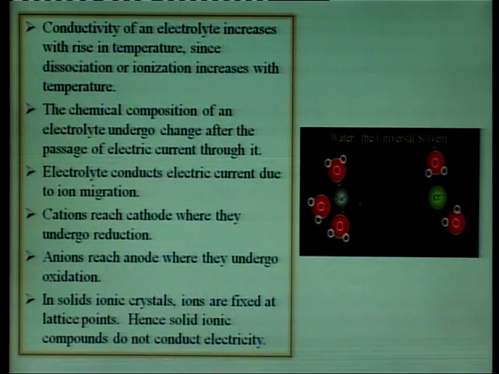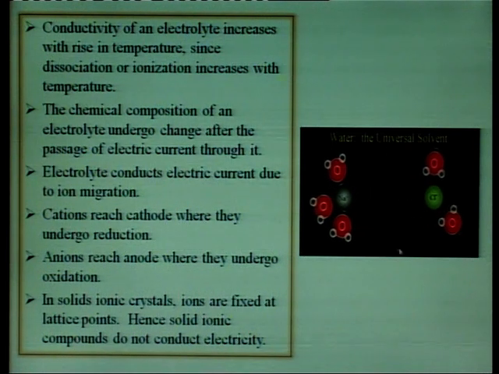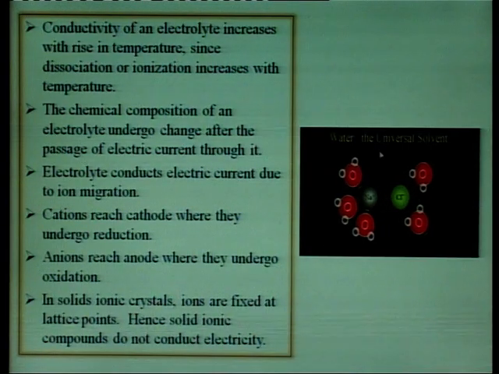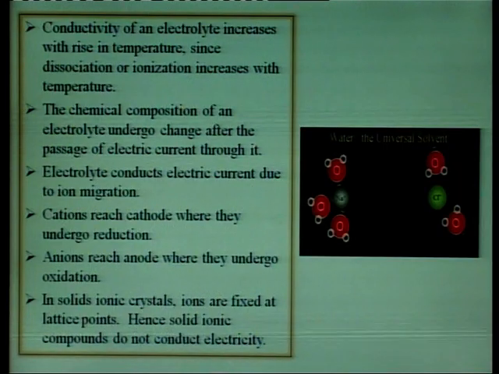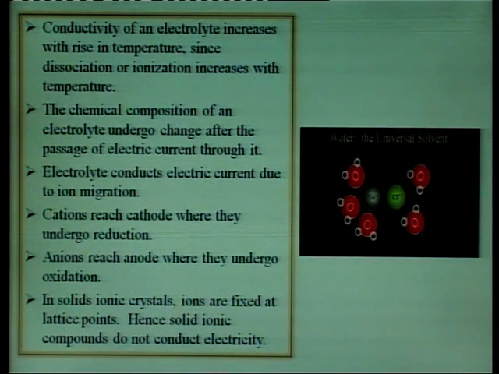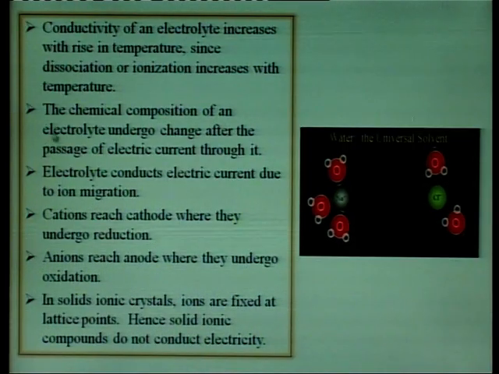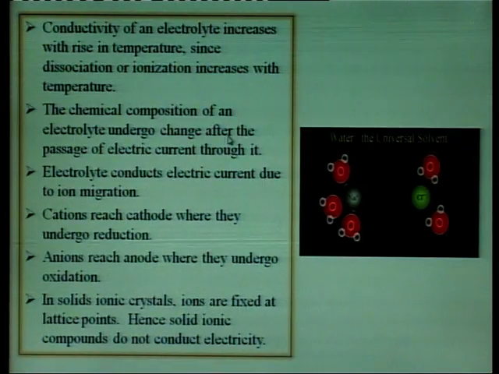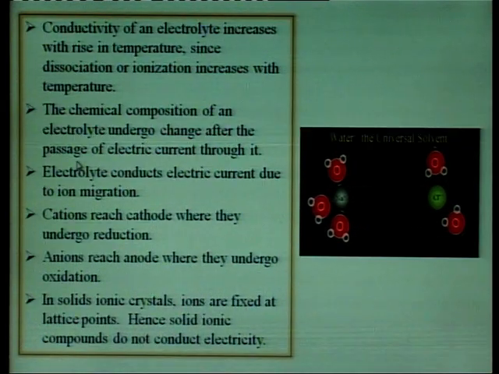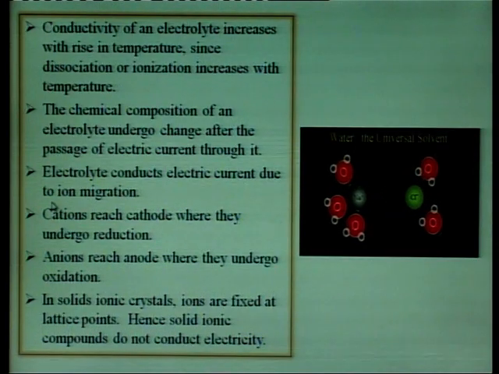The dissociation of an electrolyte in water increases with increase in temperature. Therefore, even in the molten state they dissociate and form free moving ions. Therefore, molten electrolytes can also conduct electric current. These are some important facts. The chemical composition of an electrolyte undergoes change after the passage of electric current through it. Electrolytes conduct electric current due to ion migration.